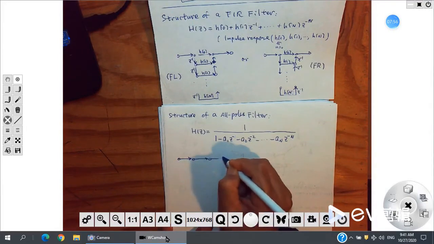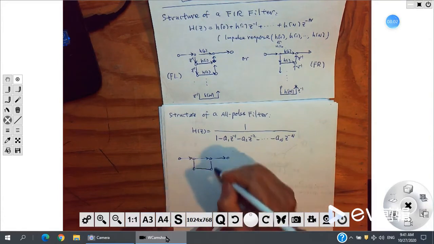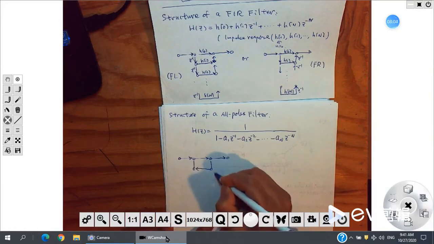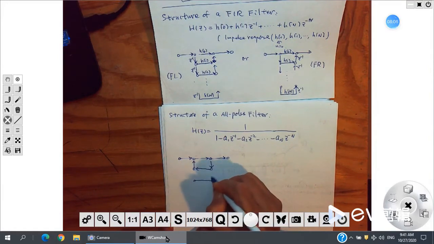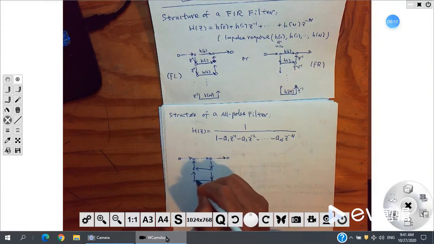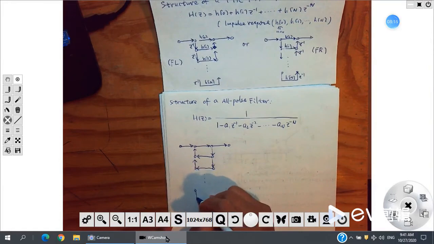Okay, this looks the same, but the direction is reversed. Here's a feedback. Go back, backward. Go backward. We call this a feedback.